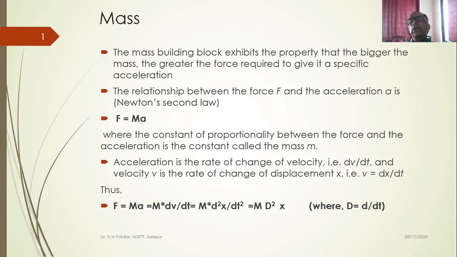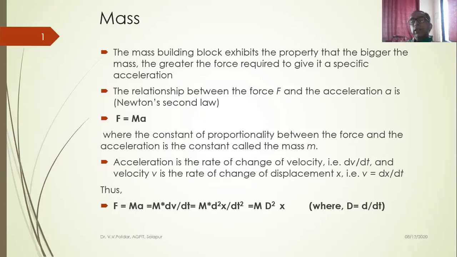We call that force the accelerating force, and the mass in return generates some reactive force called the inertia force, that is the resistance to the motion, isn't it? So that inertia force can be represented using mass, where F is equal to ma, and the constant of proportionality between the force and the acceleration is the constant called mass m.